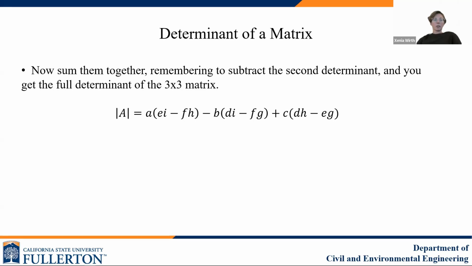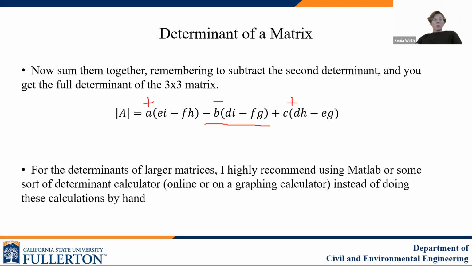However, please remember that there is an additional rule here. For the second term, you actually subtract it. So you have your first term, it's positive, you subtract your second full term, and then you add the last term. So it's a sum, but it's also a difference. So please make sure to remember to always subtract the second term. And this pattern will repeat if you have a larger matrix, plus, minus, plus, minus, plus. So if I do that, then you can find the determinant of the 3 by 3 matrix.